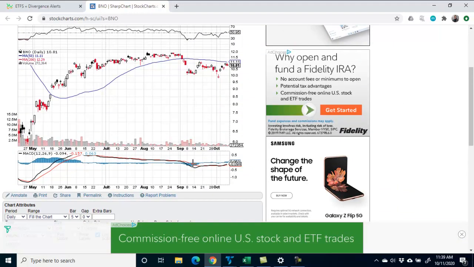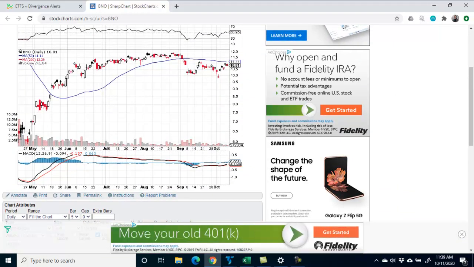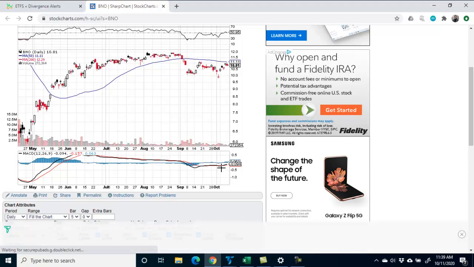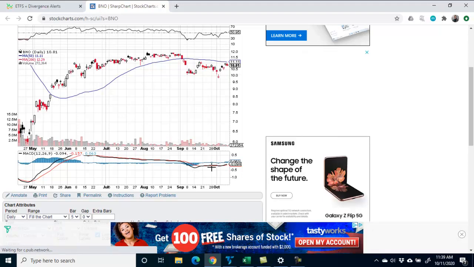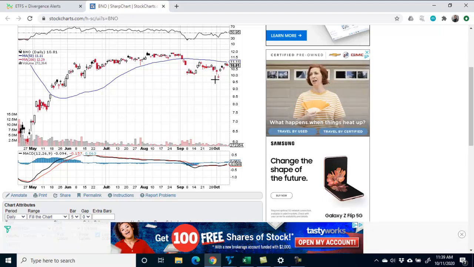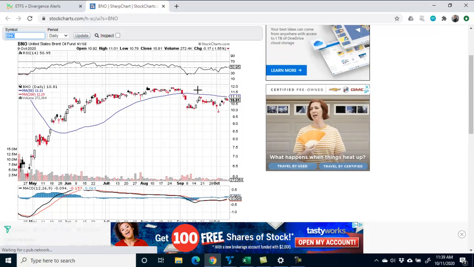So in this case, we can see that the price has come up from the deep, deep bottom, and then it's made kind of a pullback. And on this double bottom pullback, the price went down to a lower low, but the MACD did not go down to a lower low. So it's kind of hinting that this pullback may not be as extreme as it seems, and maybe it's time for oil to be perking up.